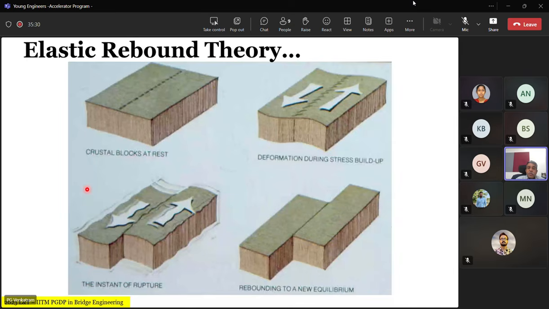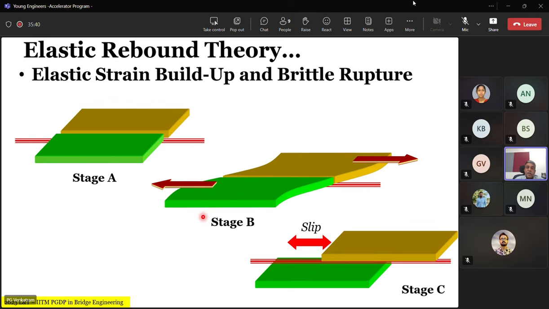Okay. So that is the elastic rebound theory for the earthquake phenomena and the way the energy is released. Okay. So initially there is an elastic strain buildup, then there is a brittle rupture, and then there is a slip. These are the three stages that we have.